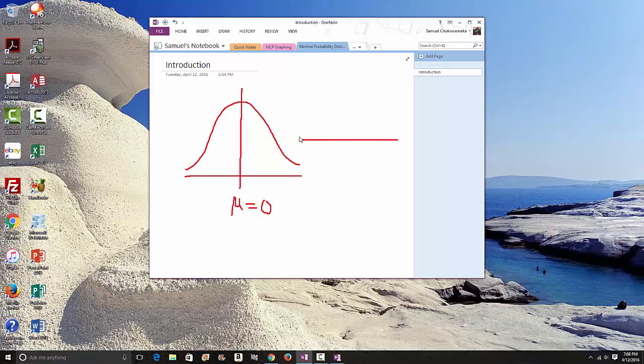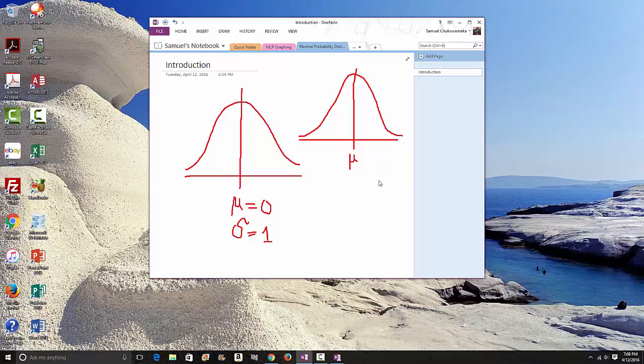Now, some of you might ask me, what's the difference between the standard normal and the normal distribution curve? For the standard normal distribution curve, the mean is 0 and the standard deviation is 1. But for the normal distribution curve, the mean can be anything; the mean is not necessarily 0.